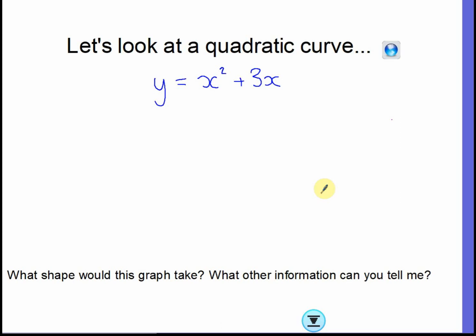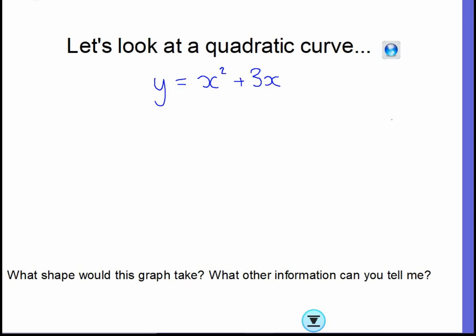Hi guys, we're going to have a look at differentiation again today, but more importantly it's about finding gradients and working out where gradients have a certain value. Now, let's talk about this curve. So I've asked you to look at a quadratic curve, x squared plus 3x.